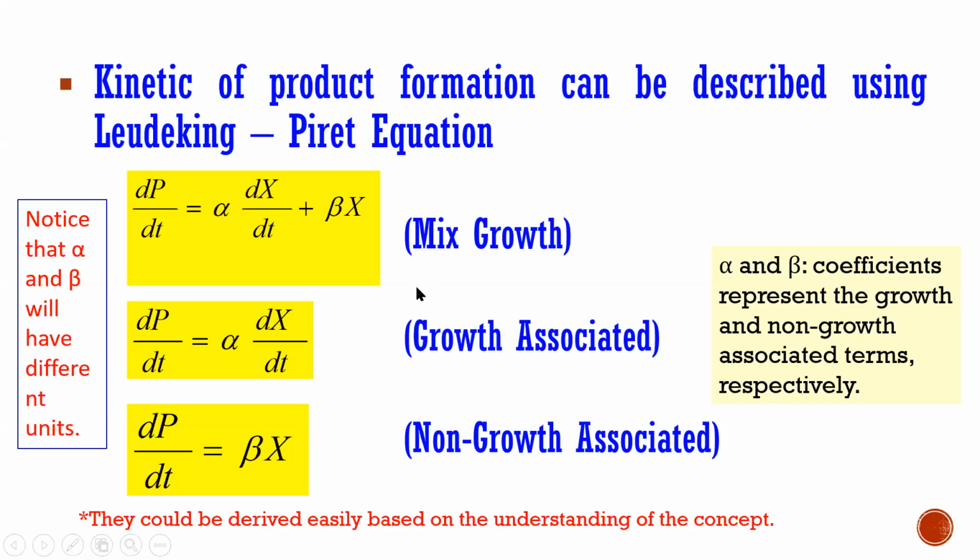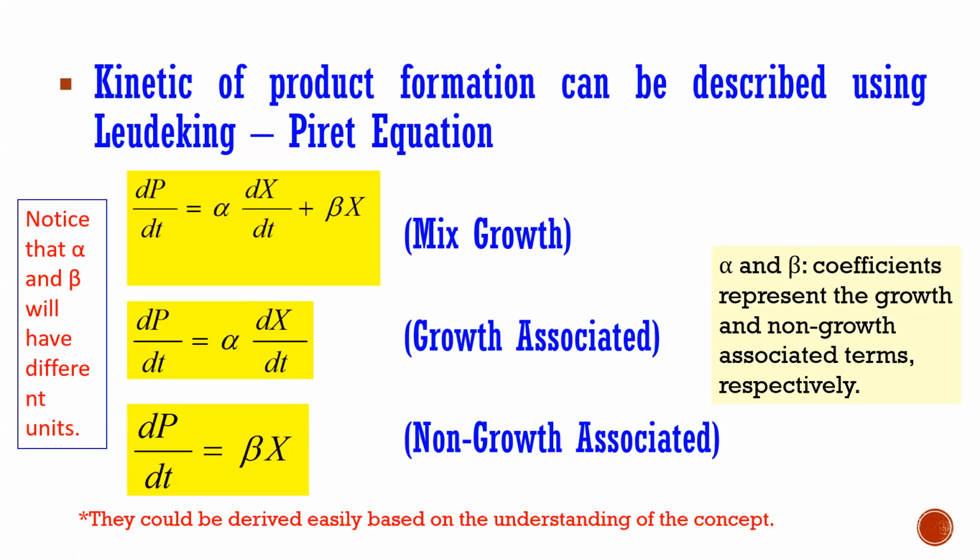When we talk about rate of product formation, the mathematical equation is always dP over dt, all right? Let's say the rate of product formation is related to growth. Growth is dx over dt in mathematical form. So if it's growth associated, it will be proportional to dx over dt. If you change the proportional sign to an equal sign, you have a constant here, and the constant is alpha. So the rate of product formation is proportional to the rate of cell growth, and alpha is just a constant, like in the case of mu, QP, and QS.